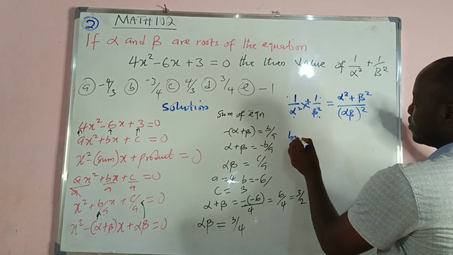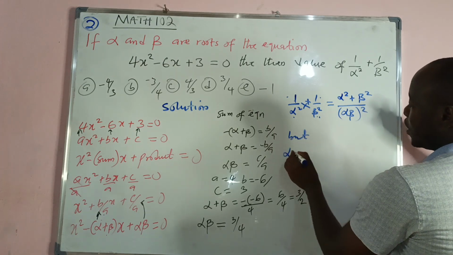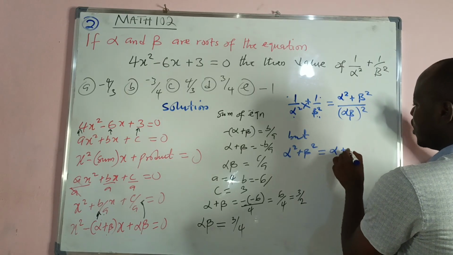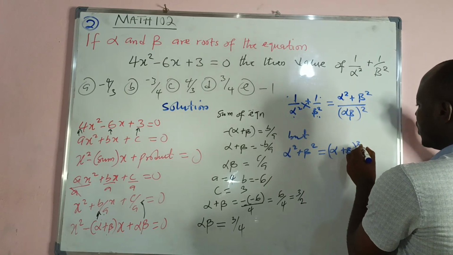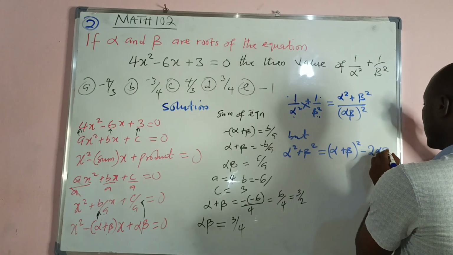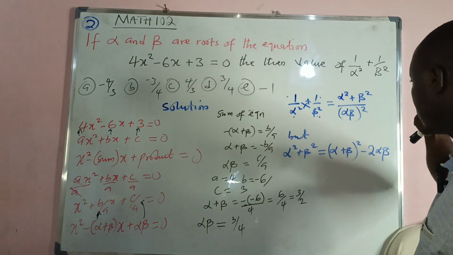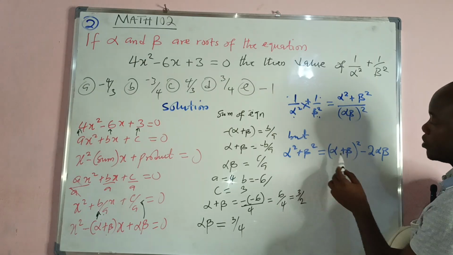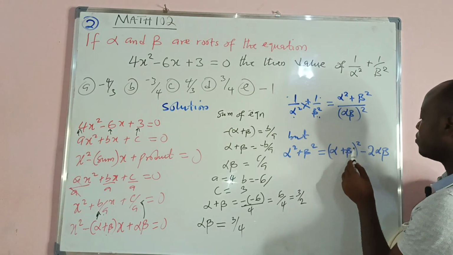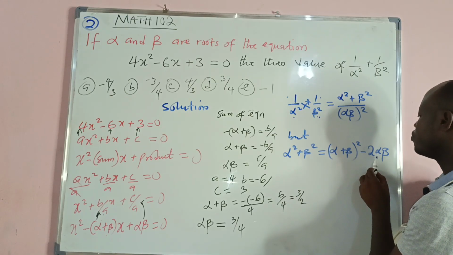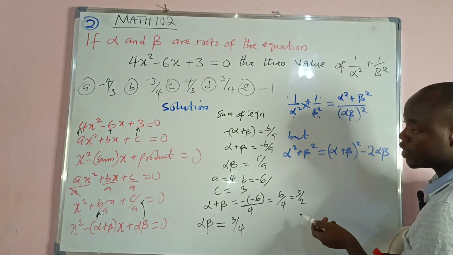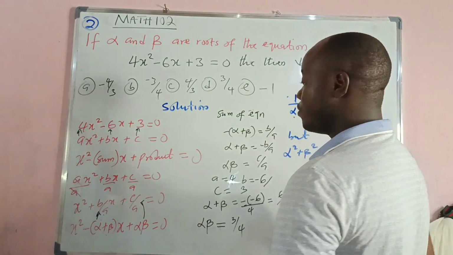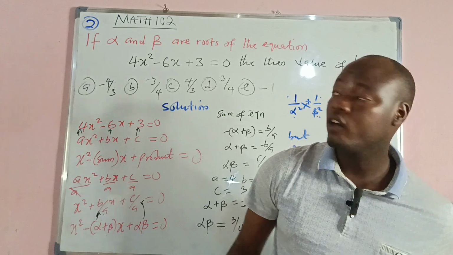But remember, α² + β² is the same thing as (α + β)² − 2αβ. So α² + β² is the same thing as (α + β) squared minus 2αβ. How do we get this? It's simple. Let me show you how we arrive at this.